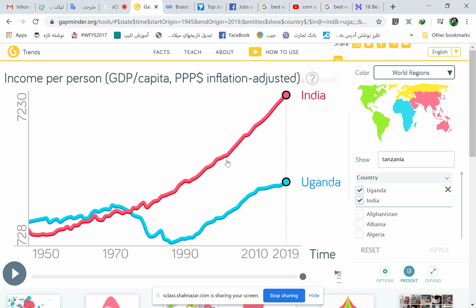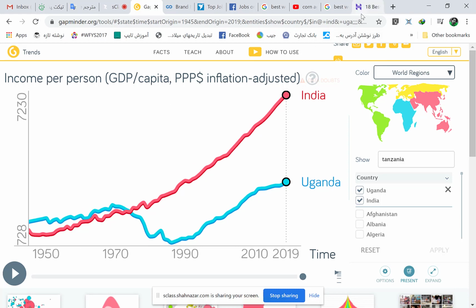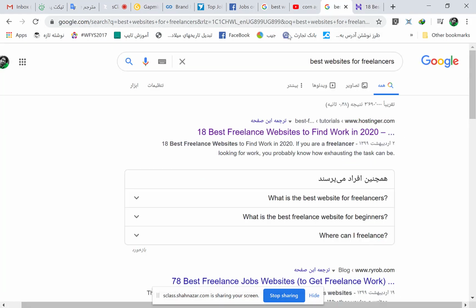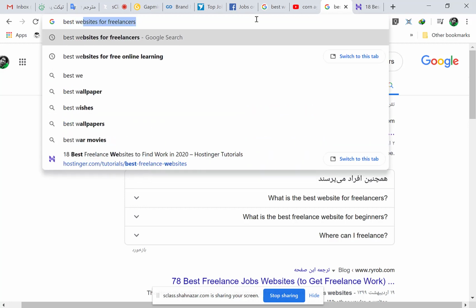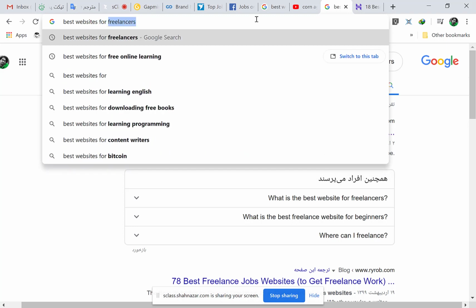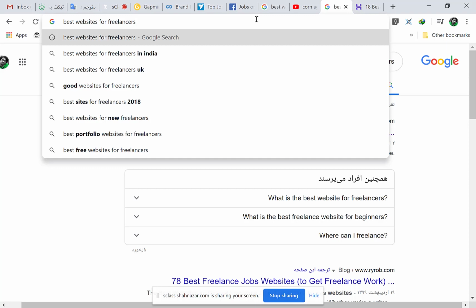It's what the people in India did, and you can see nowadays. If you want to search, for example, let me search something. For example, best websites for freelancer. Look at the suggestions. The first one is best websites for freelancers in India. Why? Because many people are searching these words in India because they know this way.